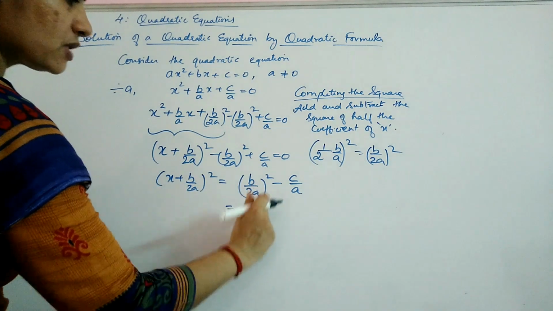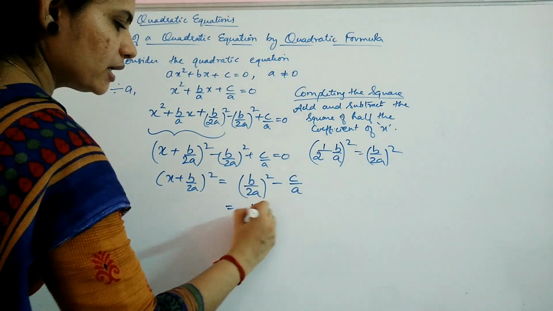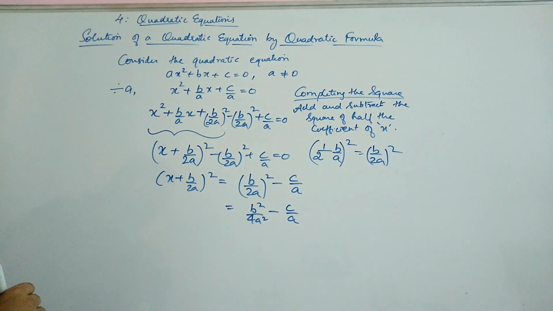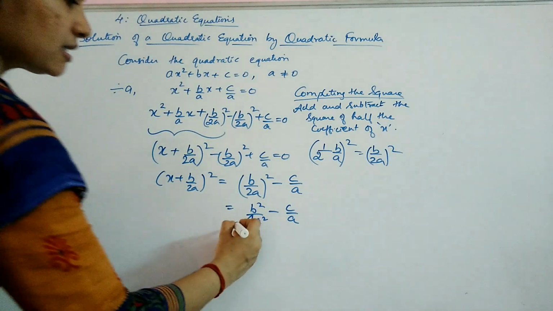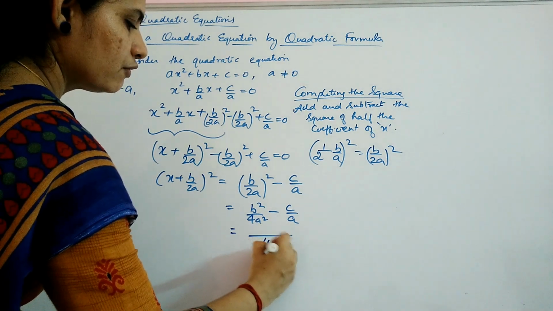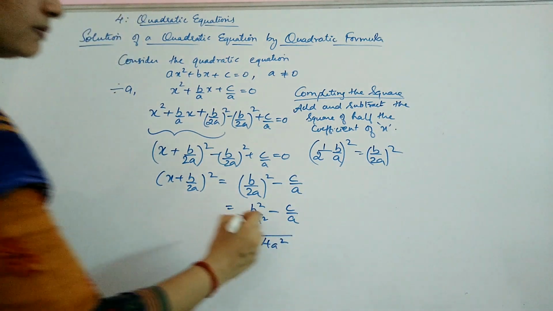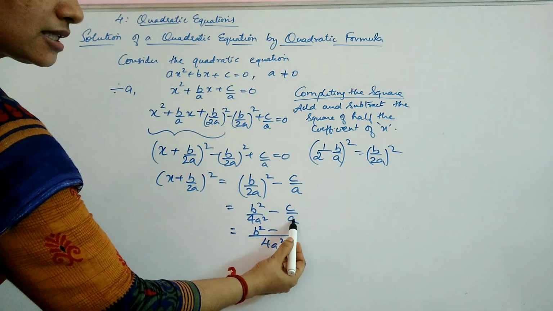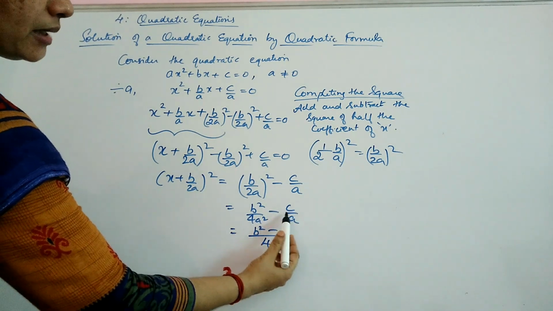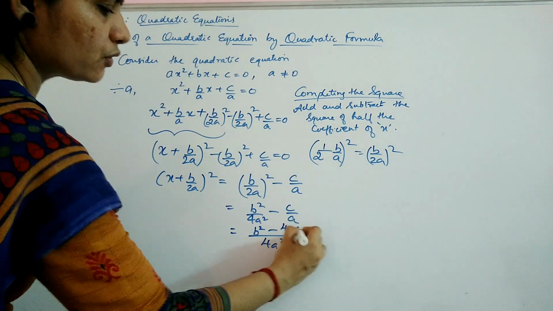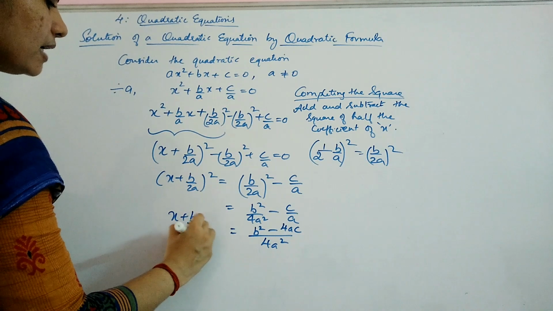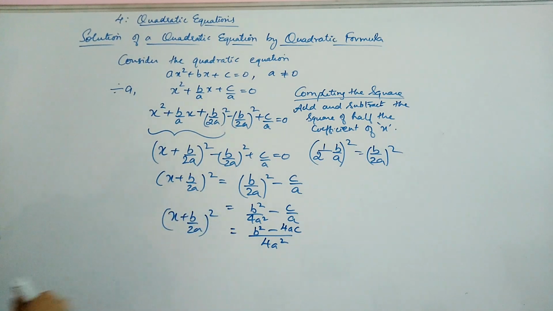Now here again I am just simplifying this. This will be b square by 4a square minus c by a. Now taking the LCM, what I will get? This will be 4a square as the LCM. So the numerator will be b square minus, since the denominator has a, 4a into c, so 4ac, right? So I got x plus b by 2a the whole square as b square minus 4ac by 4a square.